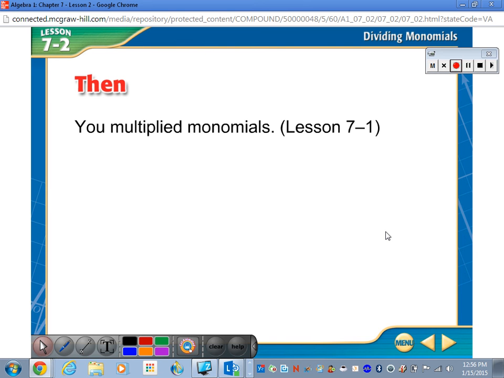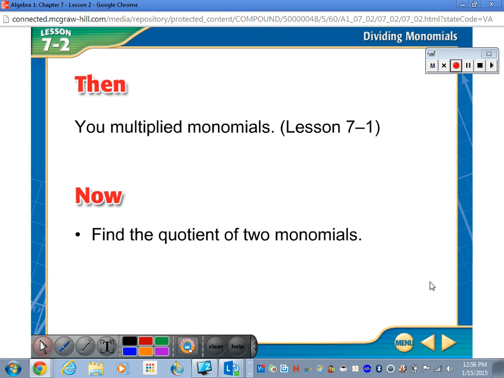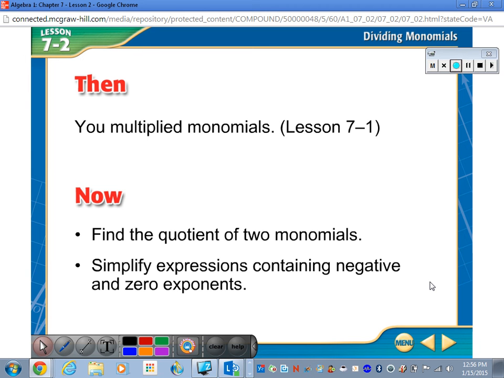Okay, so what we did previously is we multiplied monomials, and that's a separate video. Now what we're going to be doing is finding the quotient of two monomials, and we are going to simplify expressions that contain negative or zero exponents. So let's move on to that.